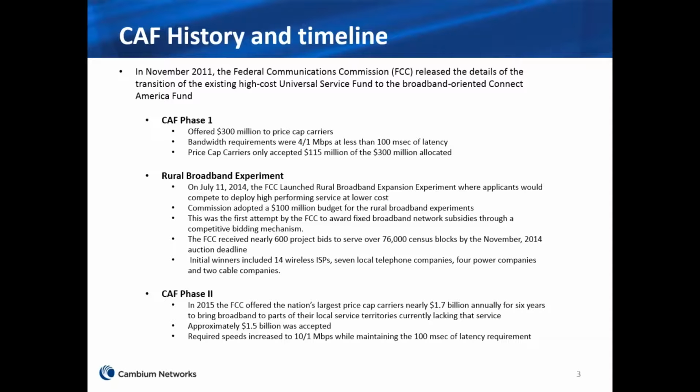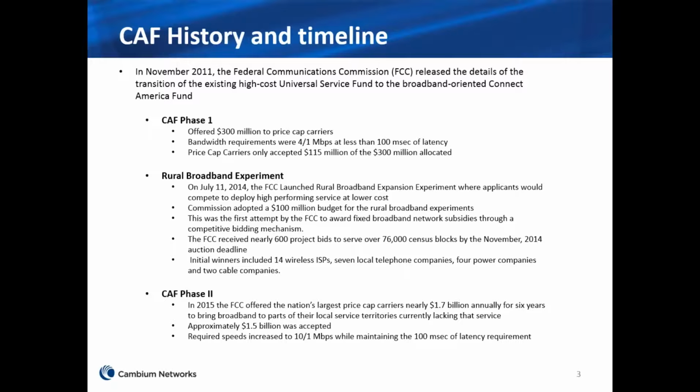Growing frustrated with the progress and continued objections from the price cap service providers, the FCC initiated the rural broadband experiment. The rural broadband experiment came out in July of 2014. It offered a $100 million budget. This was the first attempt by the FCC to award fixed broadband network subsidies through a competitive bidding mechanism. And Ted will talk about this more at length, but we believe a lot of the lessons learned from the rural broadband experiment and a lot of the processes that the FCC established with this is going to be utilized in the reverse bidding process.